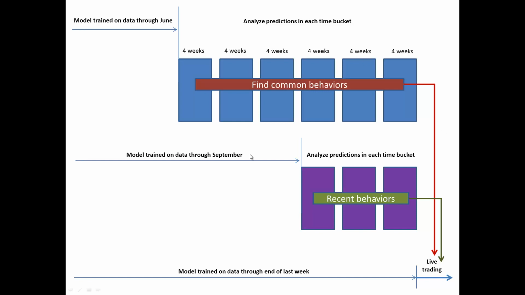Okay, so then what I've done here that we're now testing in January is this bottom part of the screen where we're only using the last three sets of 4-week buckets. So really just 3 months of data is being analyzed. So we train the model on data through the end of September, so we have more data. But the analysis that we do is only on 3 buckets, and so it's not as easy to find common behaviors in a sample size that's half the size of the previous one.